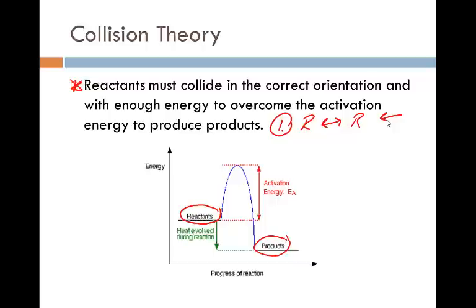So the first stipulation is two reactants must meet. The second stipulation is they have to meet in the correct orientation. So what I'm going to draw here is basically what a lot of biology teachers do for enzymes, with the activation site or whatever you want to call it there. But the two reactants have a specific orientation that must be met in order for the reaction to take place.